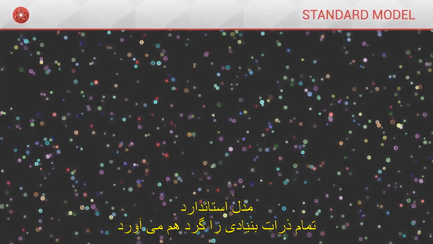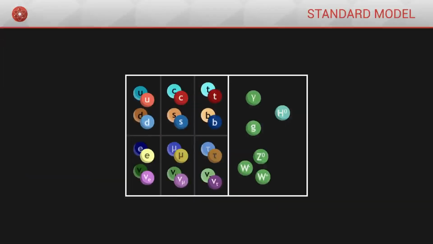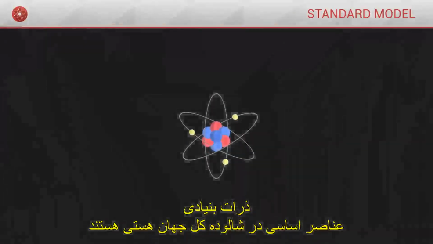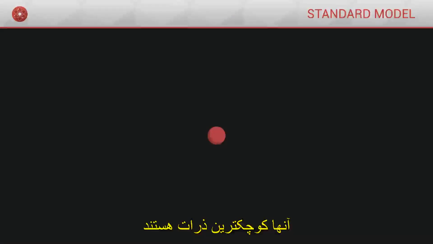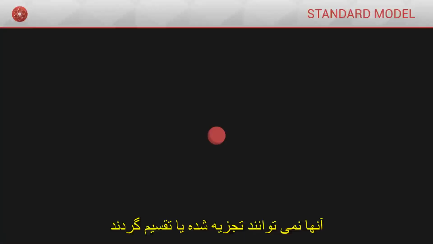Today, the Standard Model. The Standard Model brings together all the elementary particles which make up the universe in one single theory. Elementary particles are fundamental elements at the base of the entire universe. They are the smallest particles, they cannot be broken down or divided. The Standard Model sorts out these elementary particles in different groups.